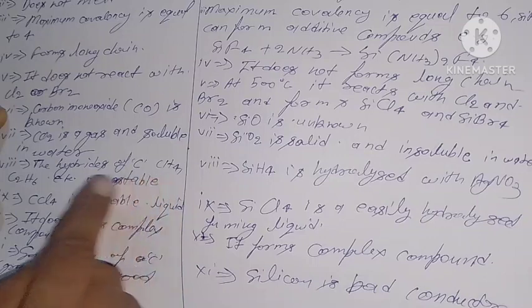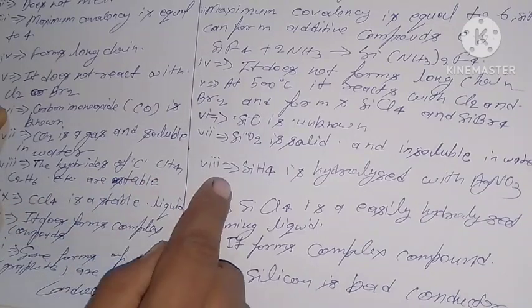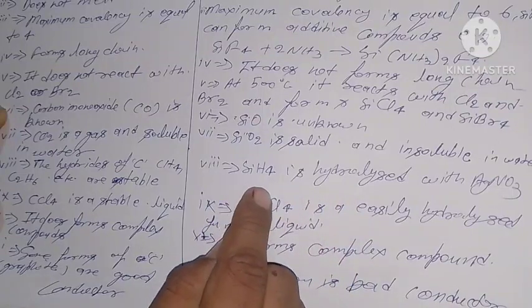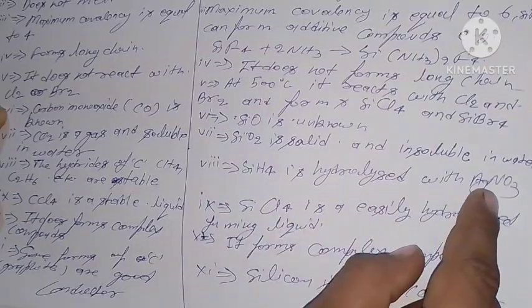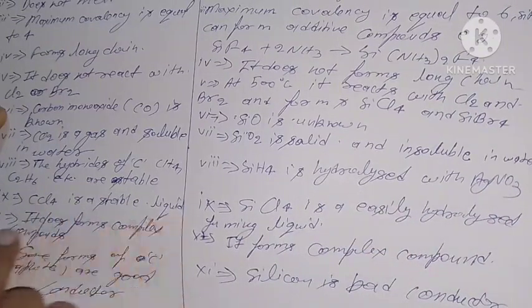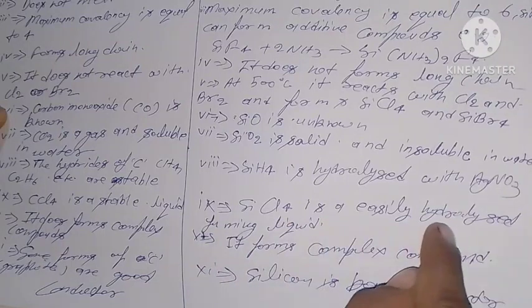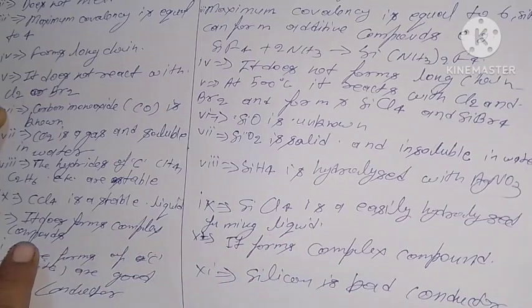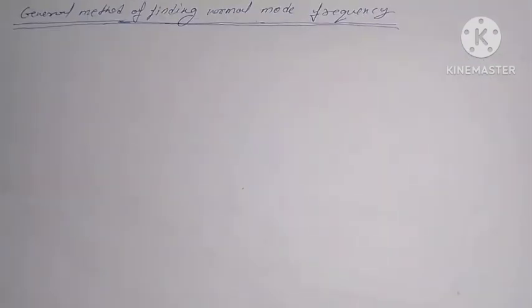The hydrides of carbon, methane and ethane, are stable, but silicon hydride SiH4, silicomethane, is hydrolyzed. CCl4 is a stable liquid, but SiCl4 is easily hydrolyzed. Silicon forms complex compounds, carbon does not. Some forms of carbon, like graphite, are good conductors, but silicon is a bad conductor, okay?